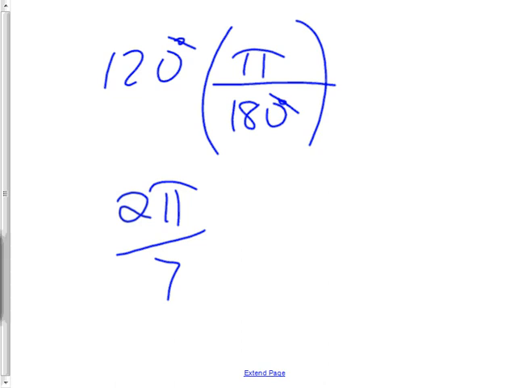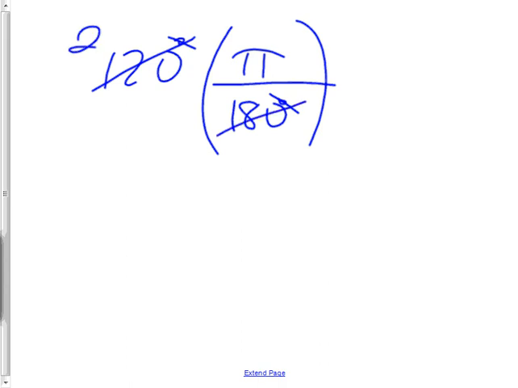Okay, so bottom line on this one, what goes into 120 and 180? What goes into both of them? 60. 60 goes in here how many times? 2, and 60 goes in here how many times? 3, so therefore it's 2 pi over 3. And you've just changed 120 degrees to 2 pi over 3 radians. And again, you do not label RAD. Something unique about radians is they don't have a label.